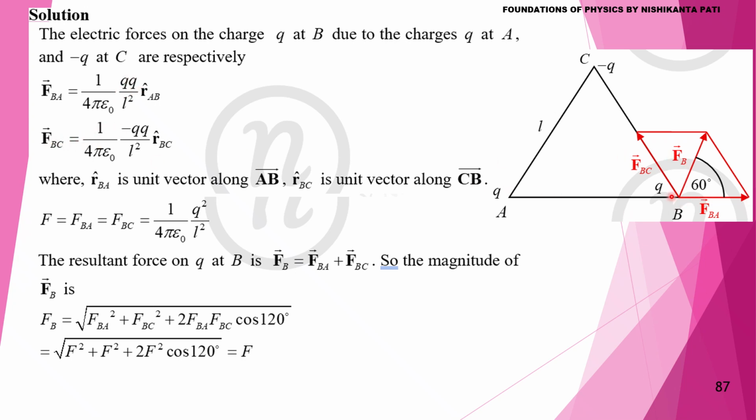The force on q by minus q is this. R cap BC is this way. Minus R cap BC, so the force is opposite to R cap BC. The force is this way. This force magnitude is the same. It is a rhombus. So it is 60 degrees. The resultant force magnitude is square root of a square plus b square plus 2ab cos 120 degrees.